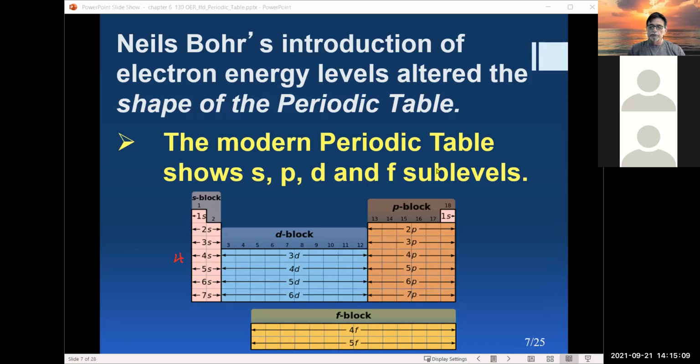Down at the bottom, you subtract 2. Okay. So this is actually the 6 energy level, 7 energy level. So it becomes the 4F and the 5F. All right. So we got the S block, D blocks, P blocks, and the F blocks.